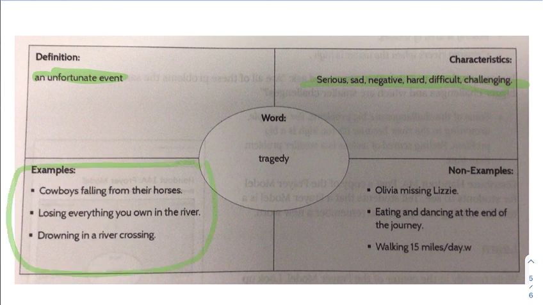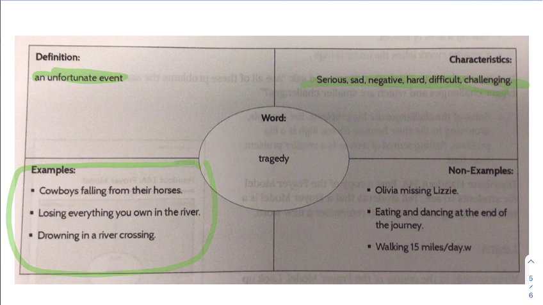So cowboys falling from their horses, losing everything you own in the river when the wagons got tipped over, drowning in a river crossing. Those are all tragedies. They're serious, they're sad, they're negative, they're difficult, they're challenging.